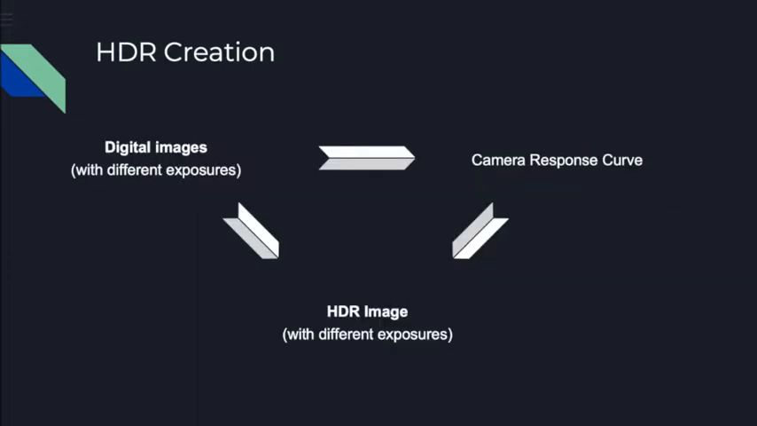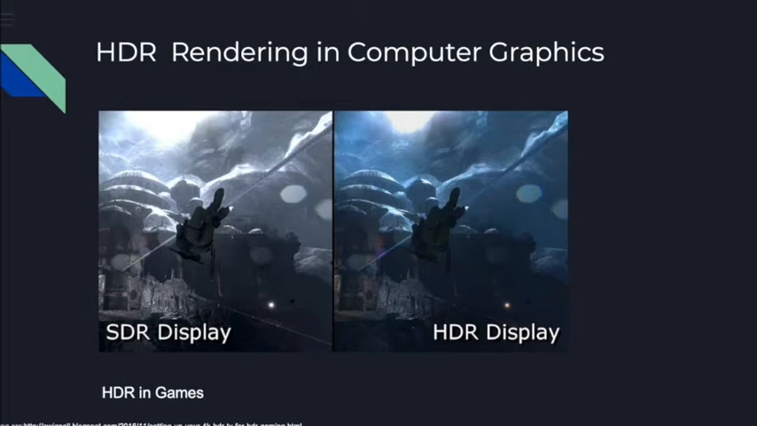This is the diagram to obtain the HDR image using the digital images with different exposures. Nowadays, almost all photography devices support HDR mode, using a similar method to show more details in the image. Many game producers also use HDR rendering to make the game scenes more realistic.